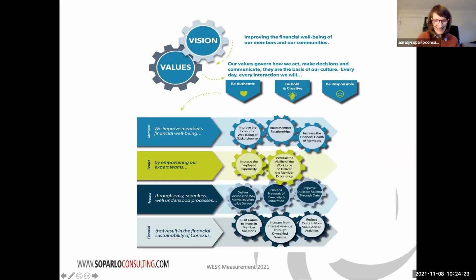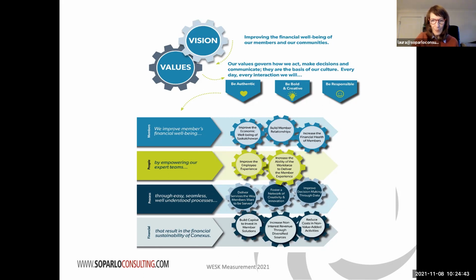Okay, hope this is making sense. So back to Connexus, and it's hard to see, but you can see improve employee experience, improve economic well-being of Saskatchewan, build member relationships, increase financial health. So they've tried to, where it makes sense to them, use that vector language.